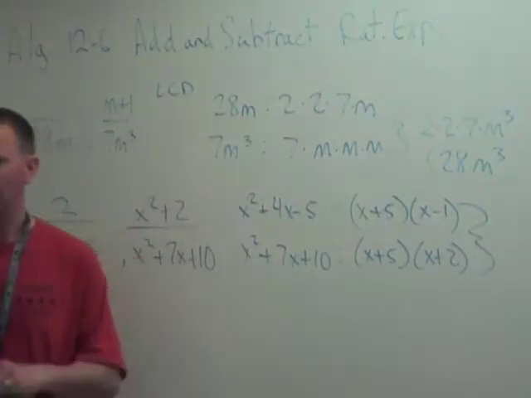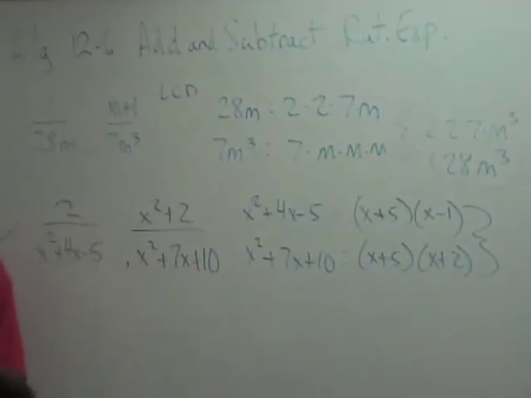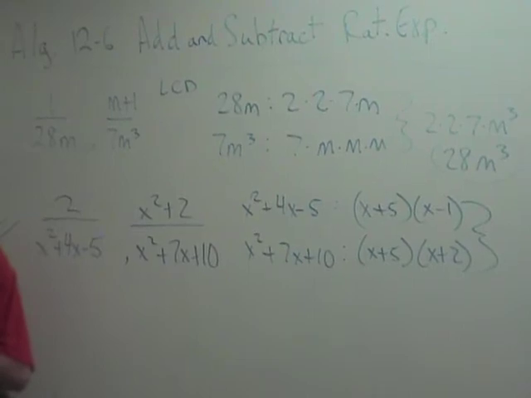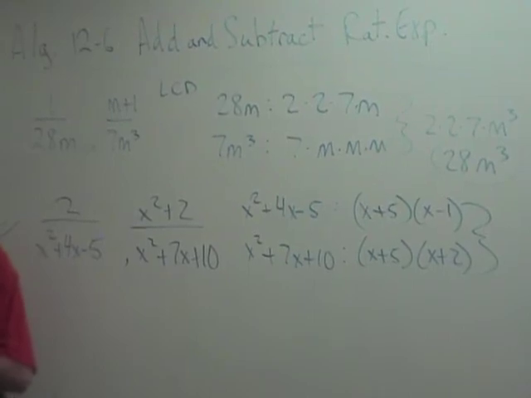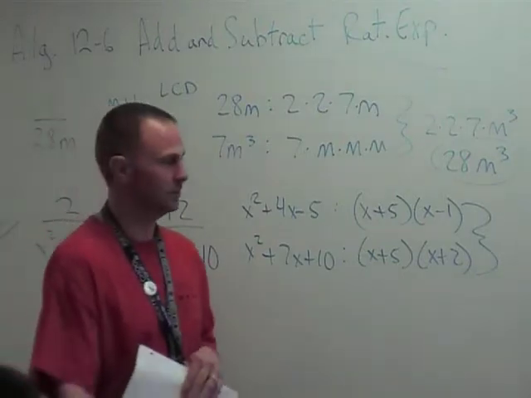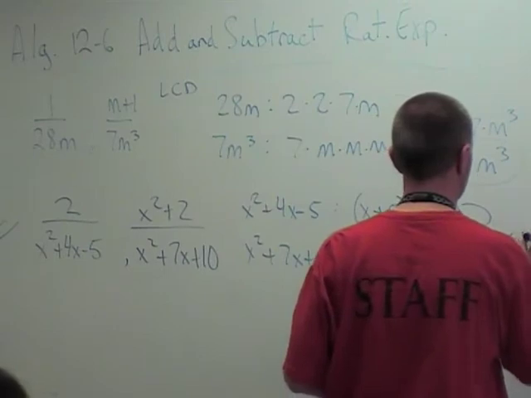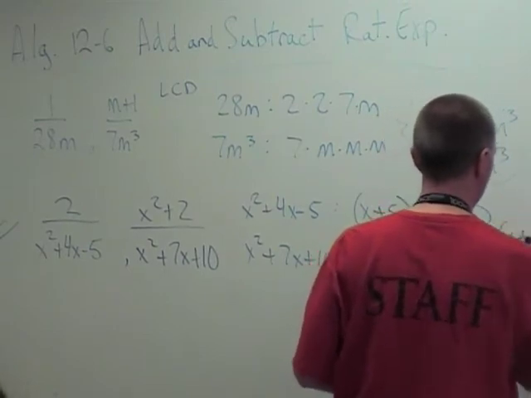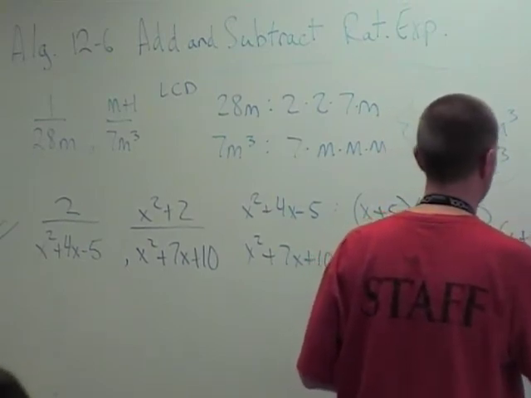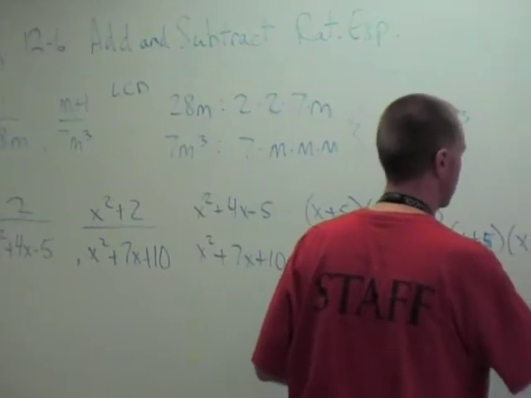Now, what is the actual common denominator? x minus 1, x plus 2, x plus 5. Correct. It's x plus 5, x minus 1, and x plus 2.